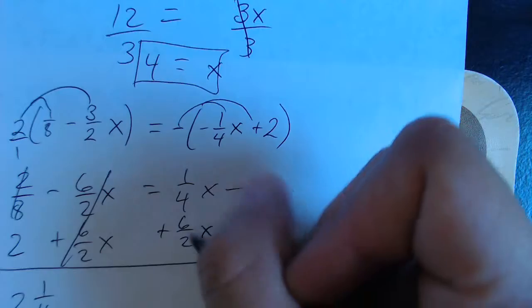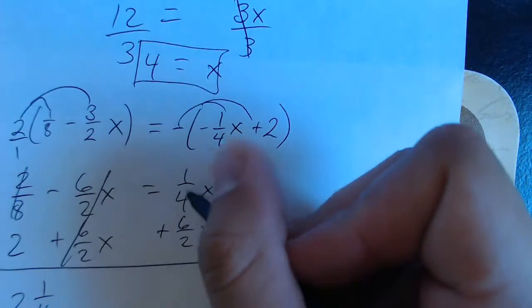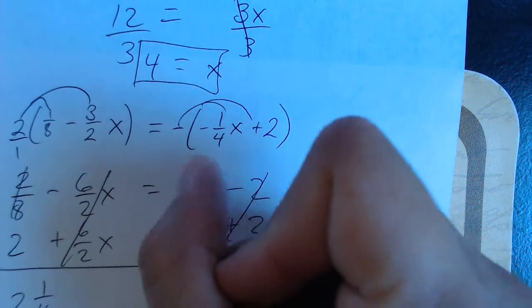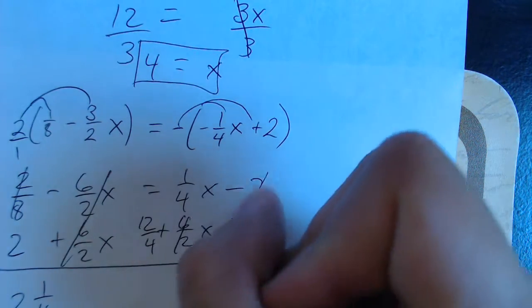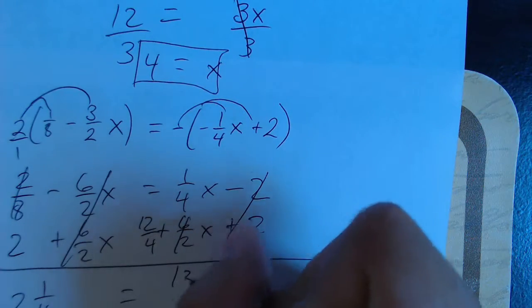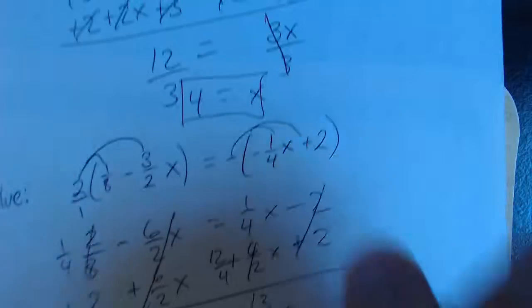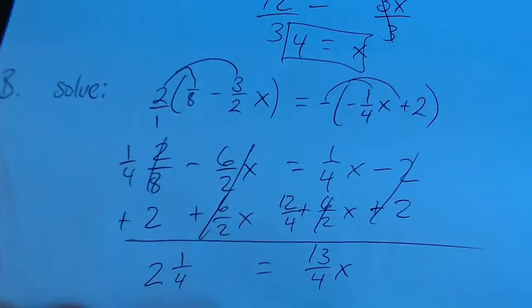Over here, we've got 1/4 plus 6 over 2. We need a common denominator to add these fractions. So 6 over 2 can be rewritten as 12 over 4 to have it a same denominator. So 1 over 4 plus 12 over 4 equals 13 over 4x equals 2 1/4.